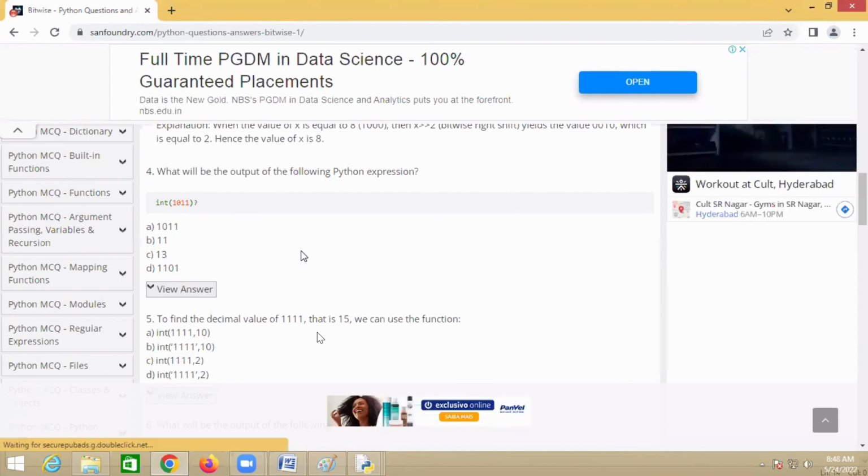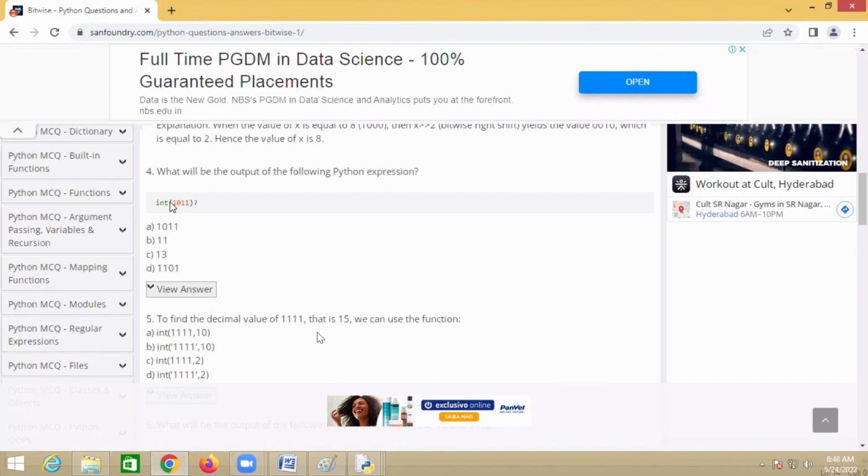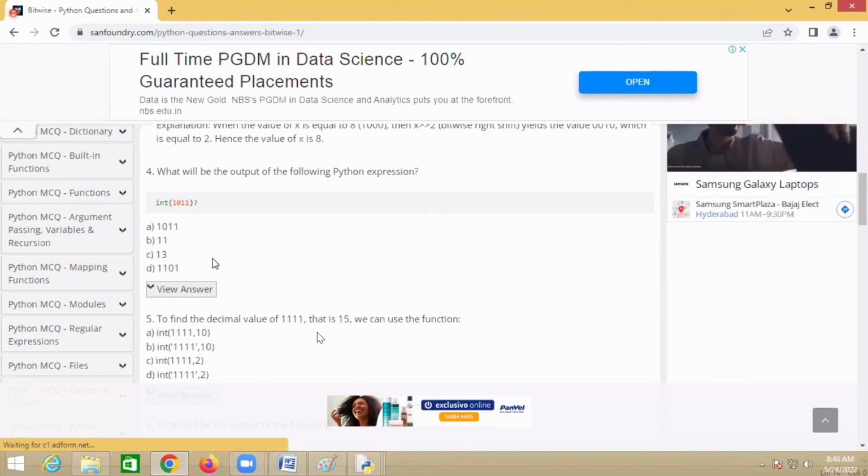Is the binary prefix there or not there? What is the prefix of binary? 0b. Is 0b there? No. Then this is which value, binary or decimal? Decimal value.